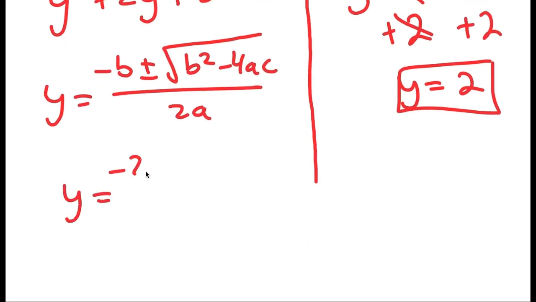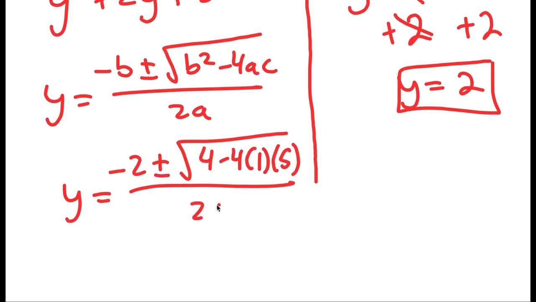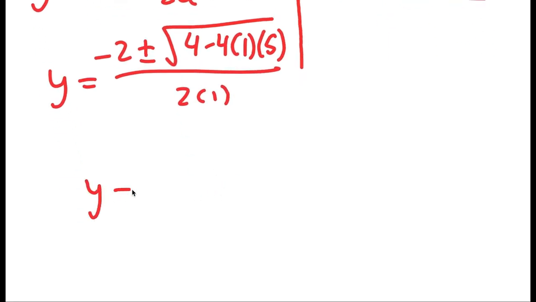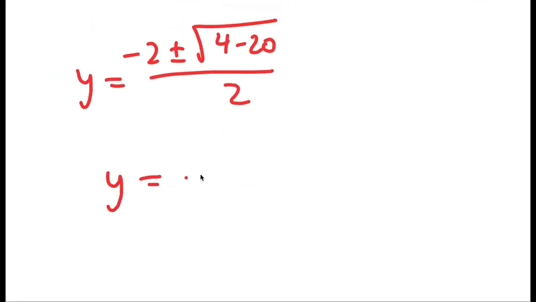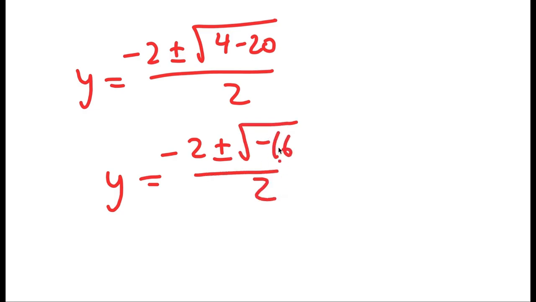So I get y equals negative 2 plus or minus the square root of 2 squared, which is 4, minus 4 times 1 times 5, all over 2 times 1. And this turns into negative 2 plus or minus the square root of 4 minus 20 over 2, which is equal to negative 2 plus or minus the square root of negative 16 over 2.